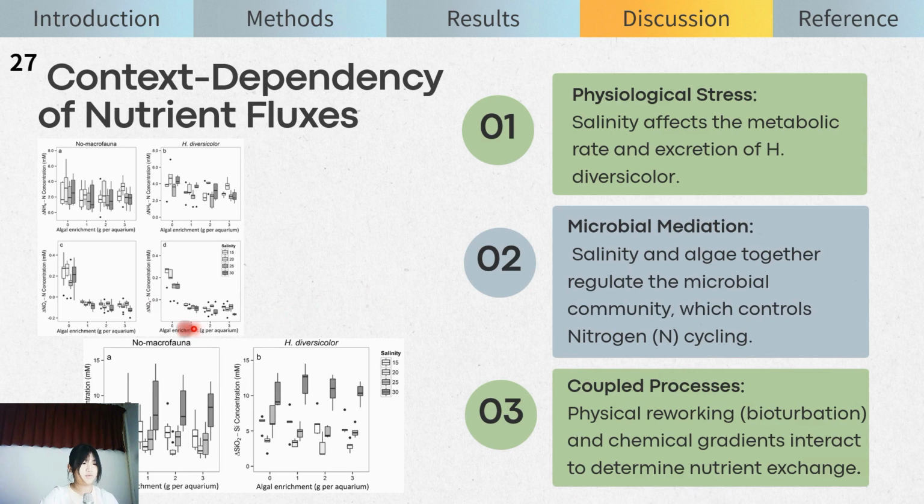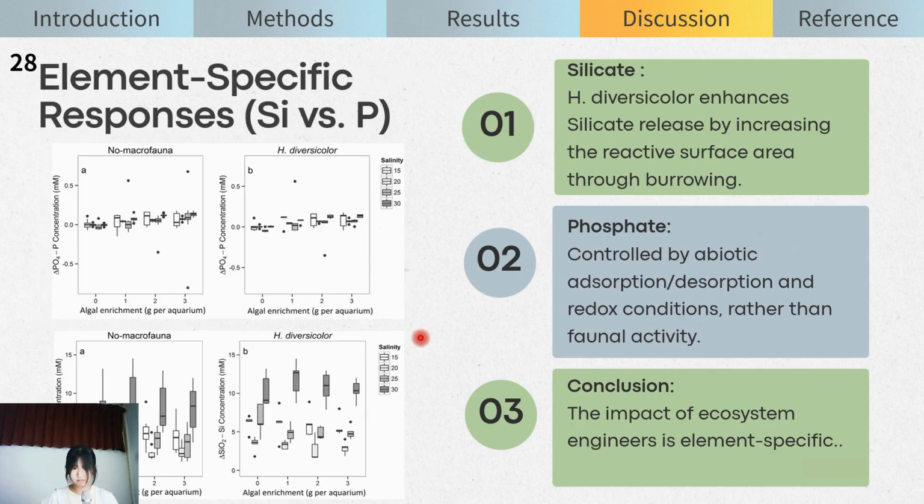Let's talk about figure 2 and figure 3. We can see that salinity affects the metabolic rate and excretion of the worm, and physical reworking and chemical gradients interact to determine nutrient exchanges. For silicate and phosphate, the worm enhances silicate release by increasing the reactive surface area through burrowing, while phosphate is controlled by abiotic desorption and redox conditions relevant to worm activity.